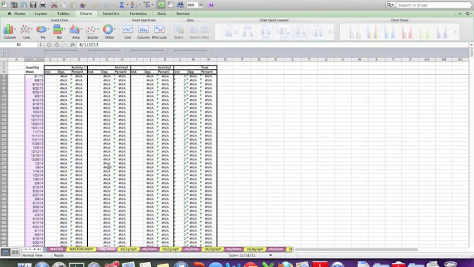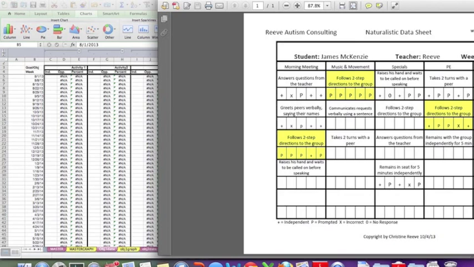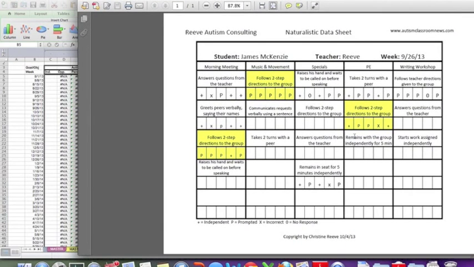So if I want a graph, I'm going to use this data, and this is one student across 3 days. We're going to graph the follows two-step directions to the group data. And so what you see is for the first day data was collected, he needed prompts for 5 out of 5 opportunities. In morning meeting, he needed prompts for 4 out of 5 and 1 was independent. And then in PE, two of the following two-step directions were independent, 2 were prompted, and 1 was incorrect. So this is what we're going to graph, and this is from the week of 9/26.